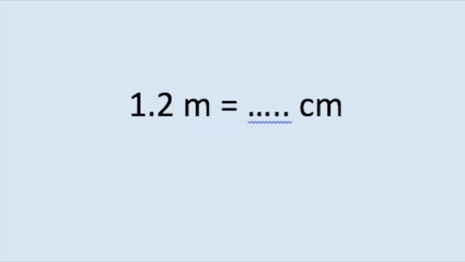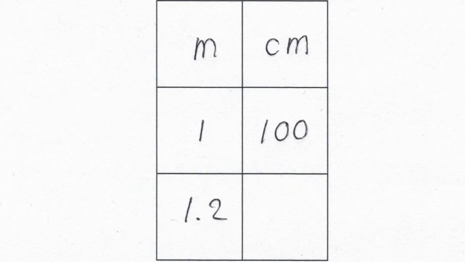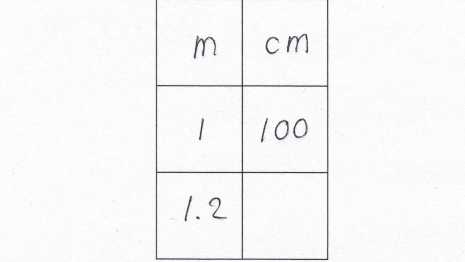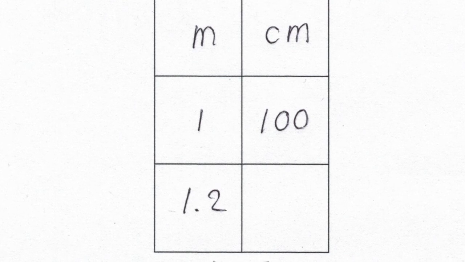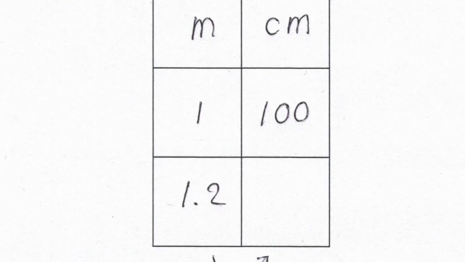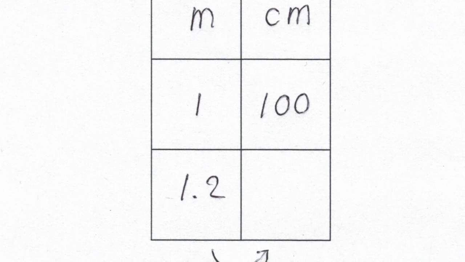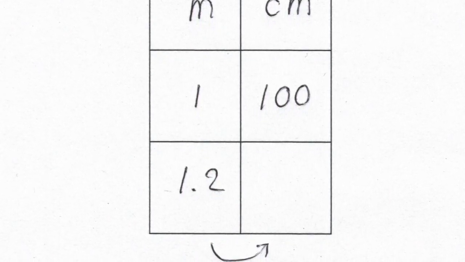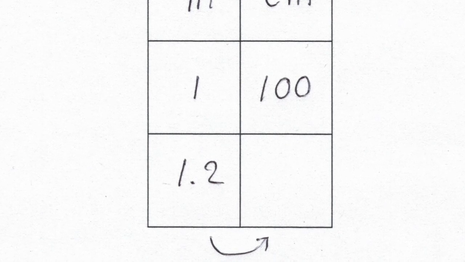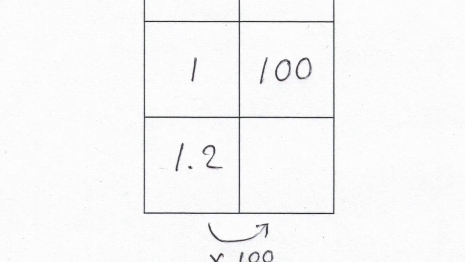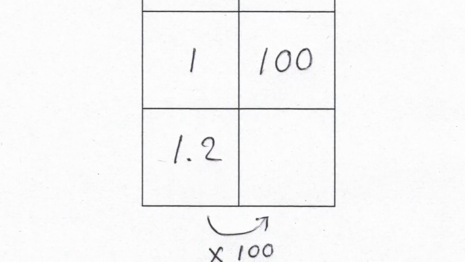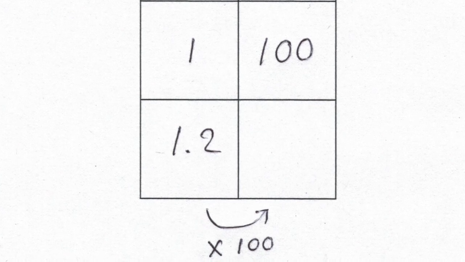Next question. I have 1.2 meters. How many centimeters is this? We draw another box. So in the top two squares, I write meter and centimeter, m and cm. The ratio I have learned is that 1 meter is 100 centimeter. So under m, I put 1. Under centimeter, I put 100. At the bottom, I write the information for this particular question. The distance is 1.2 meters. And we don't know the centimeters.